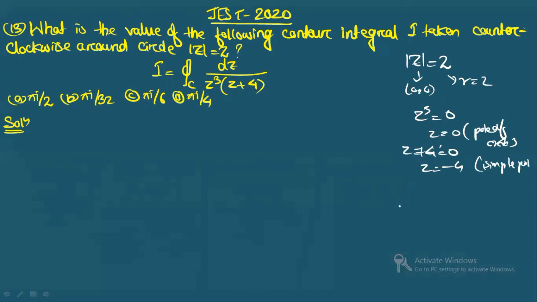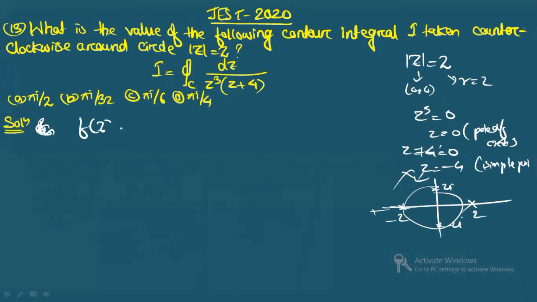You have |z| = 2. That means here you will have 2, this is 2, this is 2y, this is minus 2y, this is minus 2. This is how the circle will be formed. So minus 4 will lie outside. So you have to find the residue at z equals 0, which is a pole of order 3. First of all, let us write f(z) equals 1 by z cube into (z plus 4), and the residue at z equals 0.